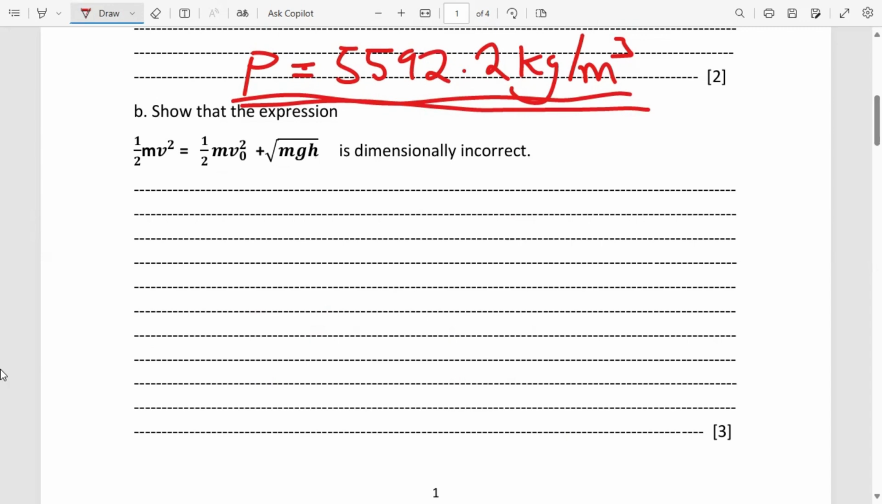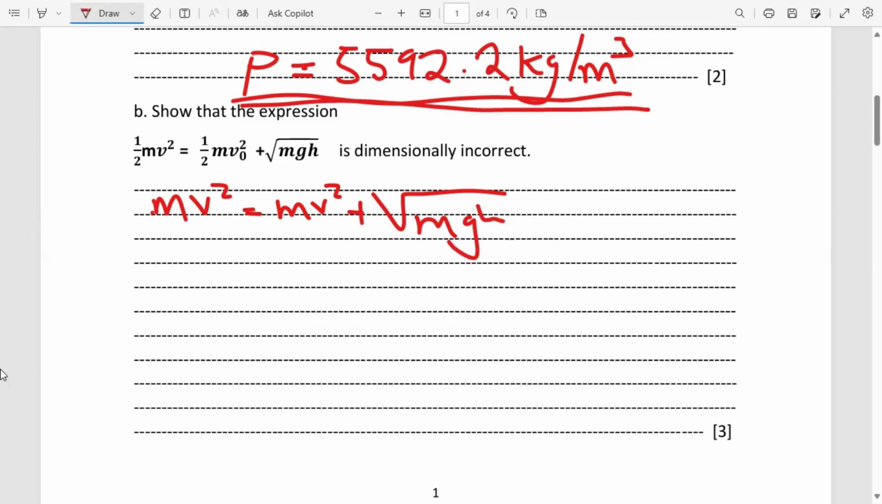So we have half, but since this is dimension analysis, we are going to ignore all the constants that we have here, which means the actual formula that we want to deal with is mv squared being equal to mv squared plus the square root over mgh. This is the formula that we're looking for. So what are we going to do?